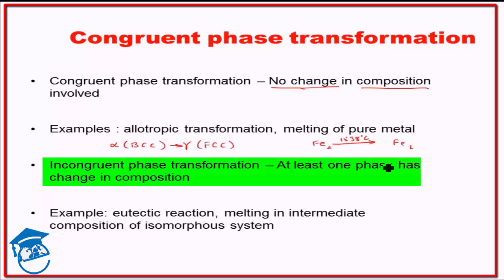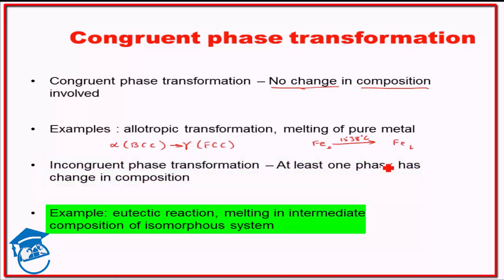On the other hand, incongruent phase transformation is one where at least one phase has a change in composition. So if any of the involved phases changes its composition, then we have what is known as incongruent phase transformation. Examples: almost all the reactions we discussed till now, eutectic reaction, eutectoid reaction, all of them have a change in composition, so they belong to incongruent phase transformation.